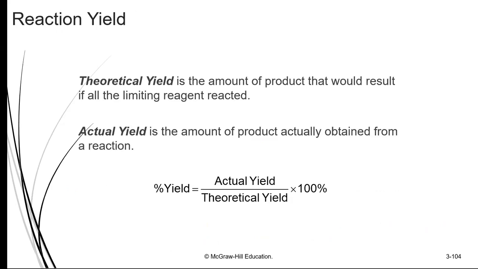Now, there's one other term that I want to introduce, and that's what we call our theoretical yield and our actual yield. So theoretical yield is what we've been working with. That's how much we think we should produce. Our actual yield is different.